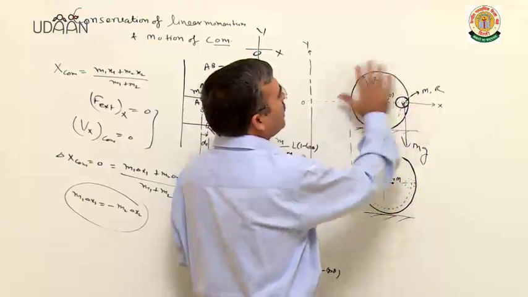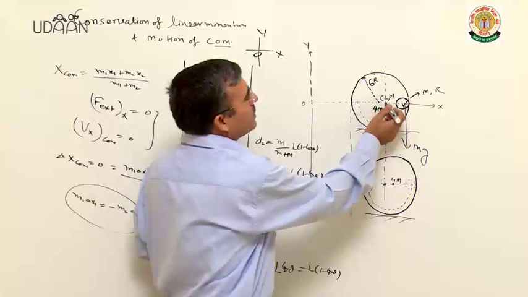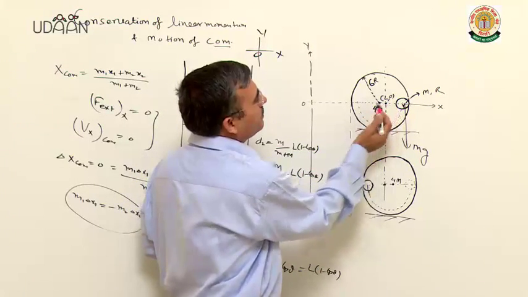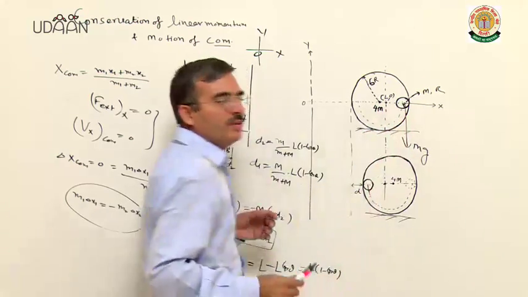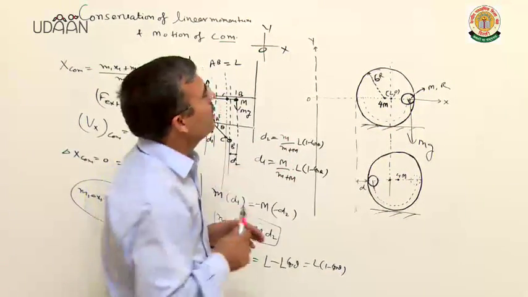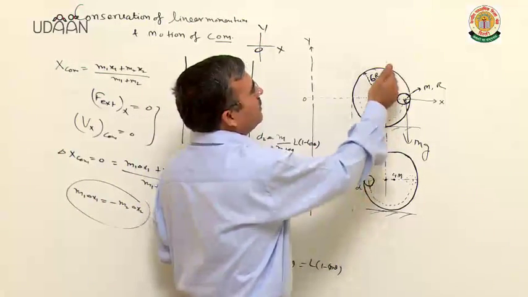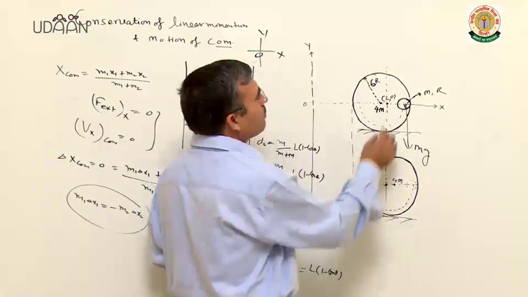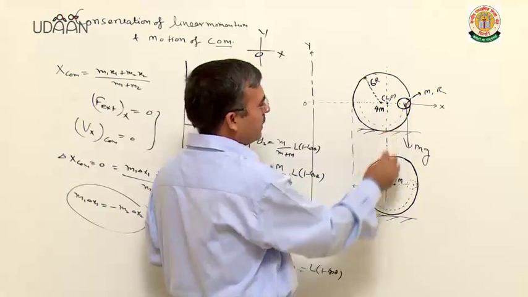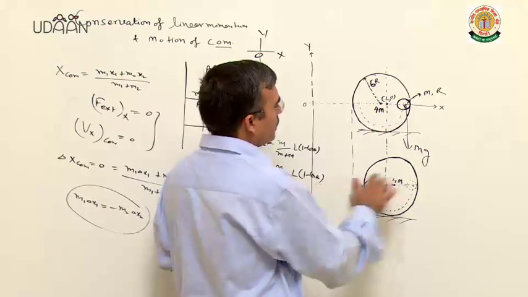The center of mass of the bigger sphere and the small sphere is somewhere between the center of the bigger sphere and the center of the small sphere, nearer to the bigger mass. It will remain in that position horizontally. Vertically, it will come down, then go up to the same level.